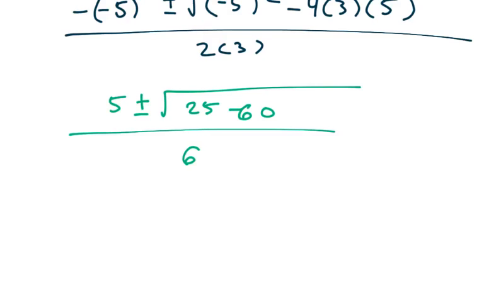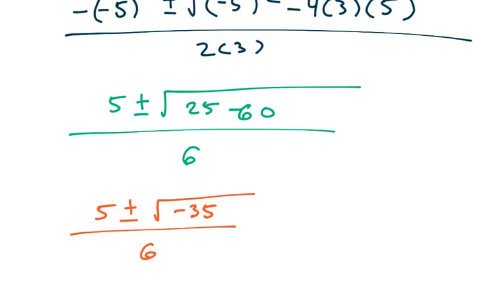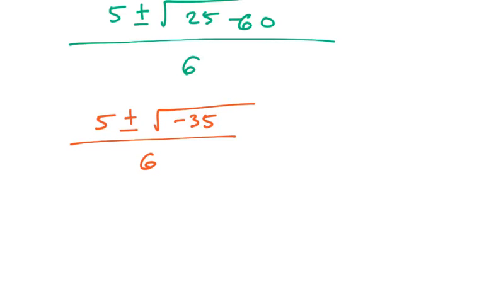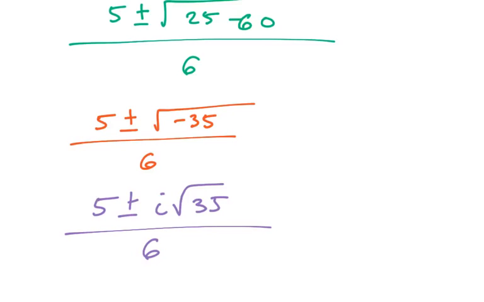So continuing this process, 5 plus or minus square root, 60 minus 25 is 35, so this is negative 35 over 6. We know whenever we see a square root that's negative, we have to call it imaginary. So it's 5 plus or minus i square root 35 over 6. And there you have it.